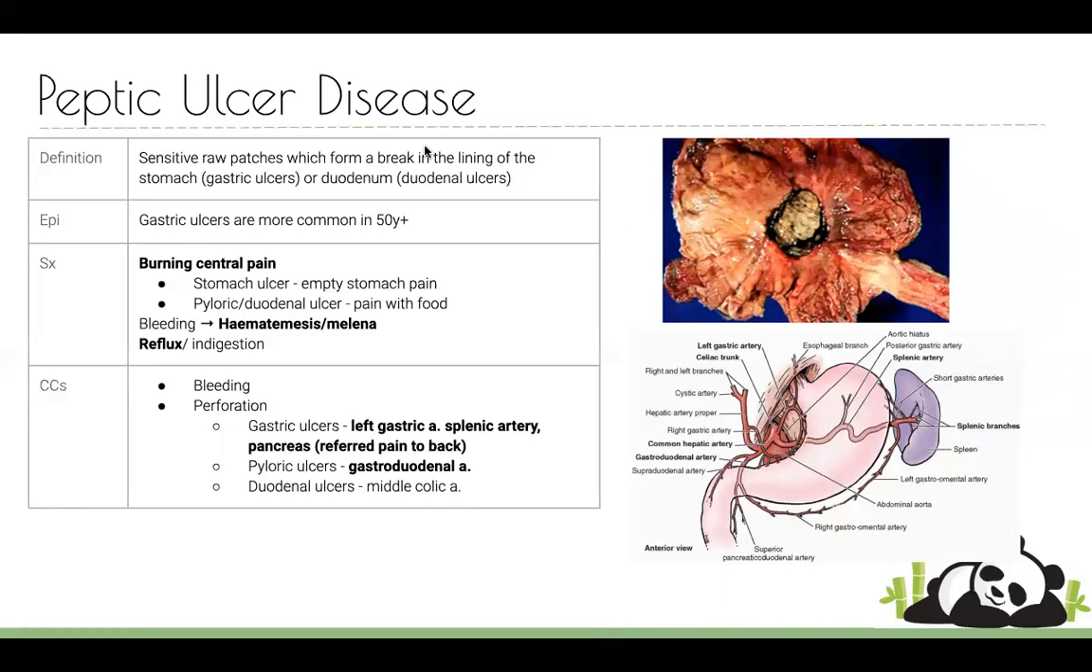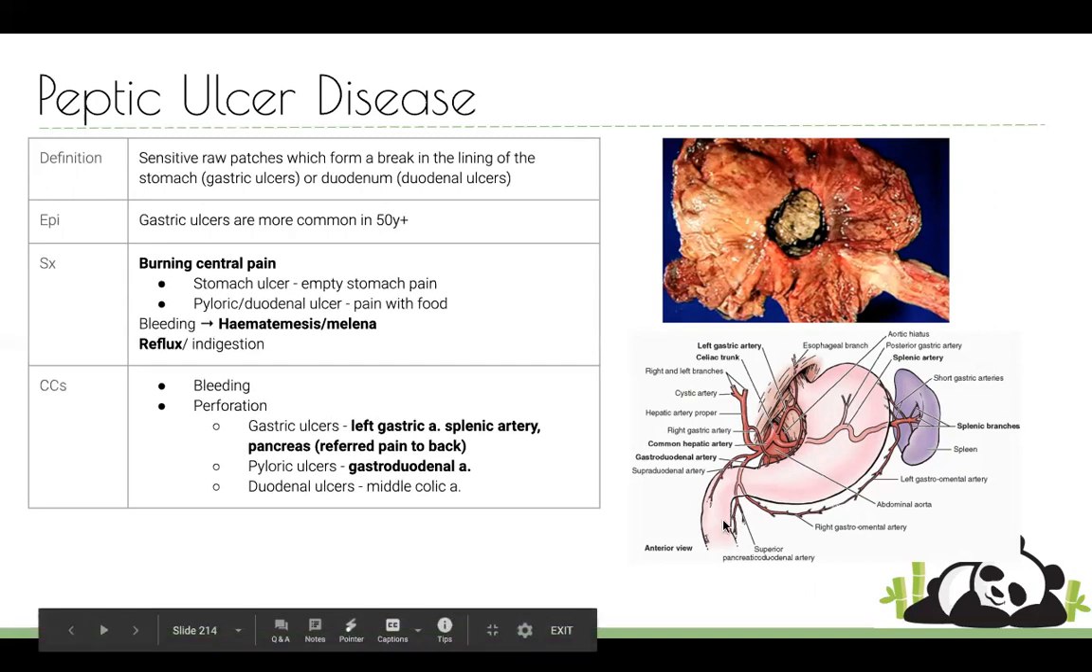Peptic ulcer disease is related, and that's when you get these ulcers in the lining of your stomach, and they can be gastric or they can be duodenal. Gastric ulcers are more common in older people, and again, this is your dyspepsia or your heartburn. For a stomach ulcer, you usually get more empty stomach pain because when you have food, it kind of neutralizes the acid. Or if it's pyloric or duodenal, then you usually get pain a little bit after food, because it passes through your stomach and then it starts irritating, like brushing against the ulcer there.